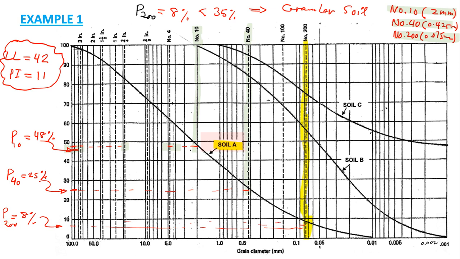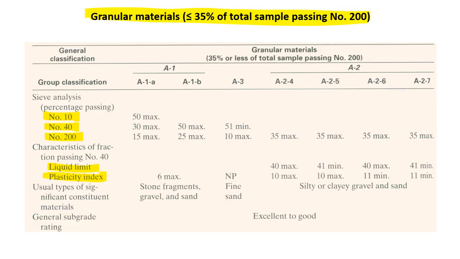So we got all the basic information that is needed, and now we can do the classification. Let me write here: P10 is 48%, P40 is 25, P200 is 8, liquid limit is 42, and plasticity index is 11.